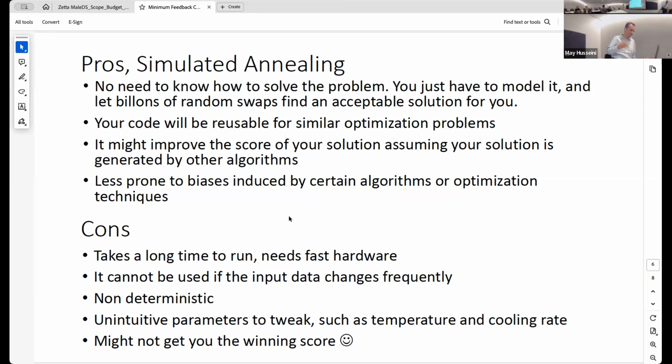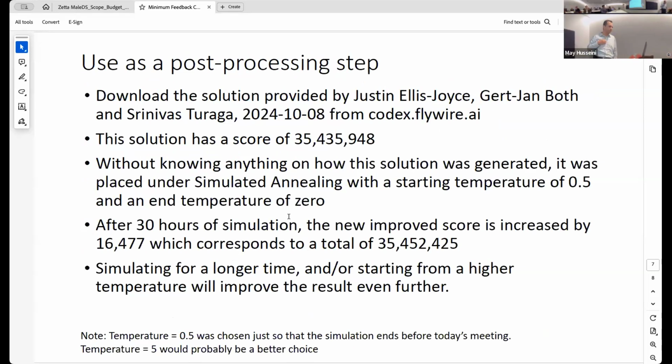So it's good if you can provide something more than random swaps. My last slide has to do with the first team as well. You can use it as a post-processing step. I downloaded the solutions from the first team, put it at a temperature of 0.5, and let it run for about 30 hours, and it increased the score by 16,000. But I guess the first team is also using similar Monte Carlo methods, so they just gave up at some point, I guess. So that's all. Does anybody have any questions?